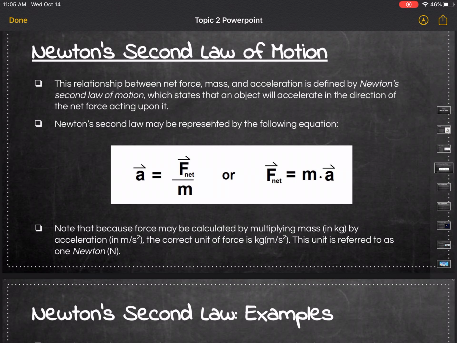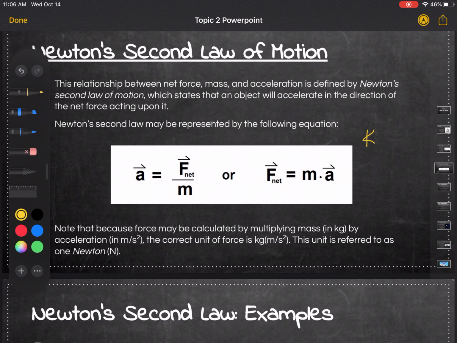The law is represented by this equation. And note that because force may be calculated by multiplying mass in kilograms by acceleration in meters per second squared, the correct unit for force is kilograms times meters per second squared, or we can just change that to N. So whenever we have kilograms times meters per second squared, we can also write it as just N. And N stands for newtons. Newtons is a way that we measure force in physics.